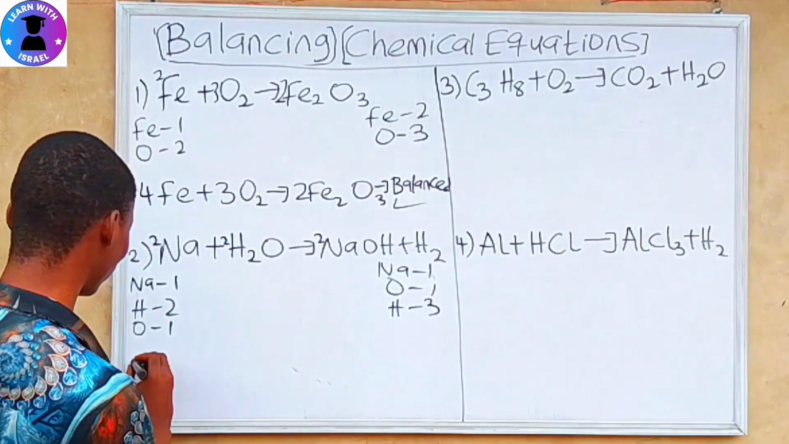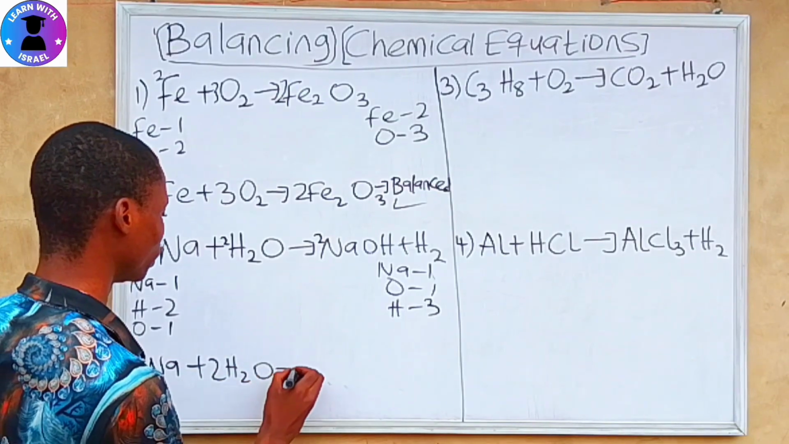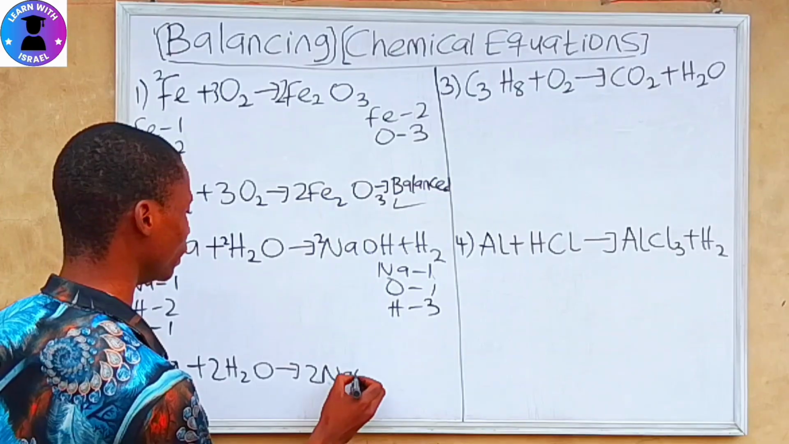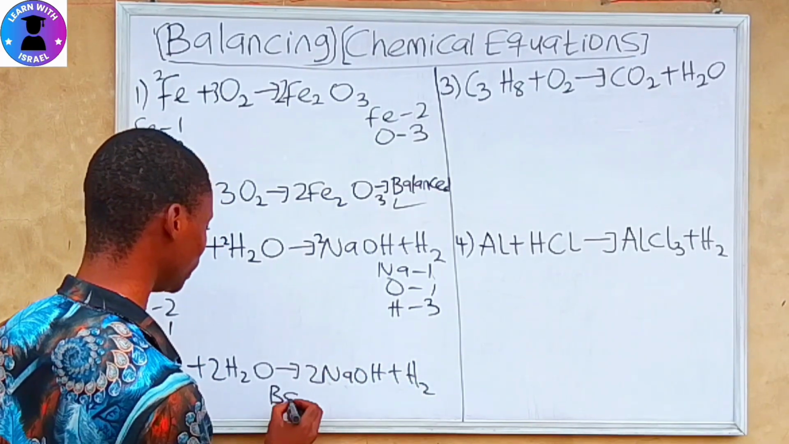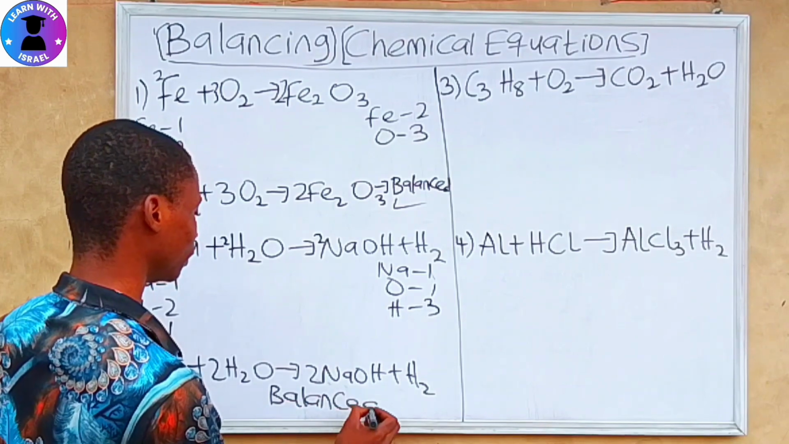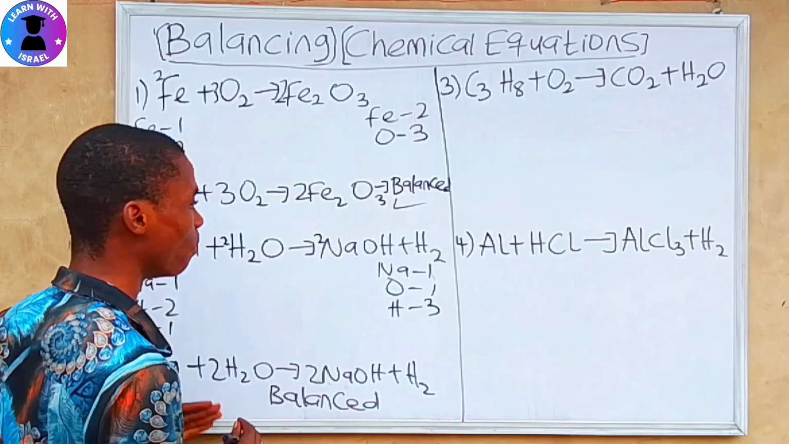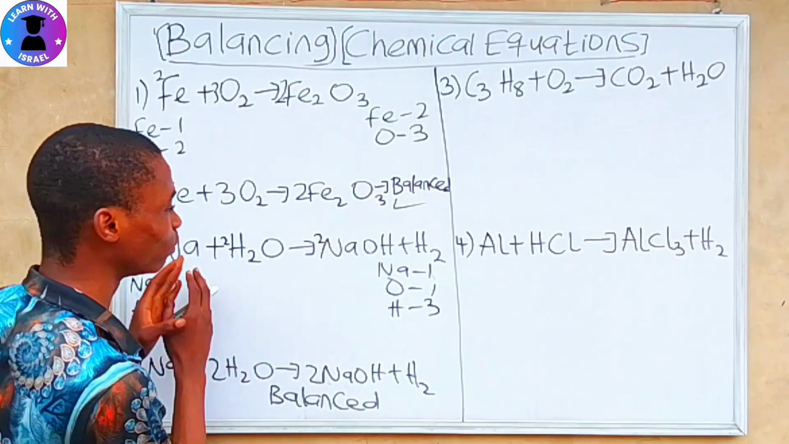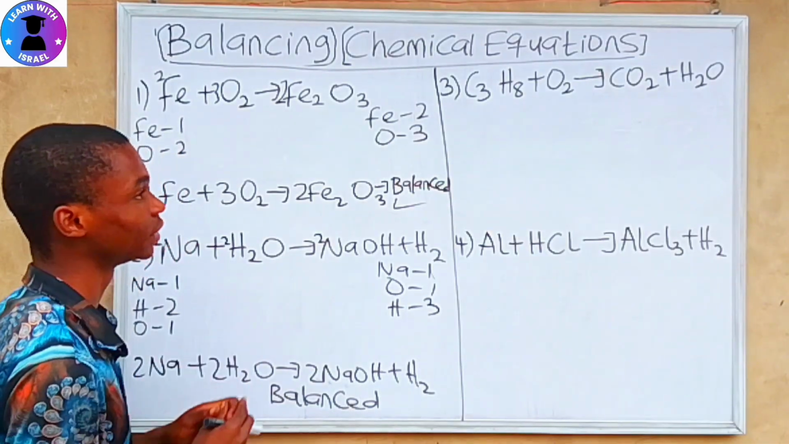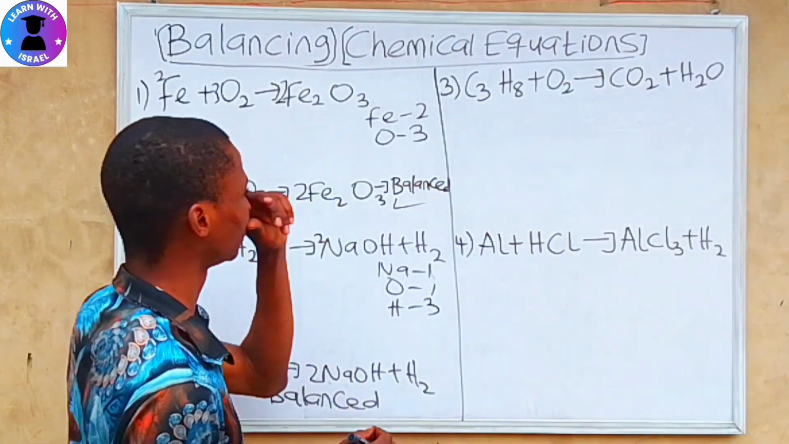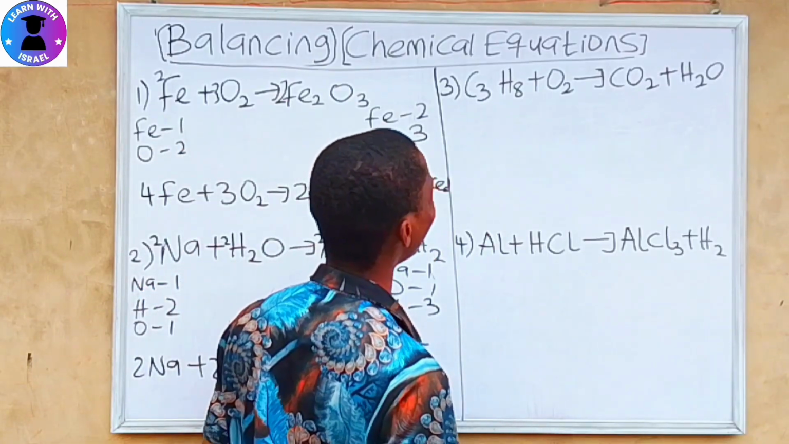So let's write it out. So we have 2Na plus 2H2O gives us 2NaOH plus H2, balanced. This equation is balanced. To know the equation that is balanced, you check for the number of atoms on both sides, whether both number of atoms are equal. If it is not equal, it is unbalanced. So let's check for the next equation to be balanced.